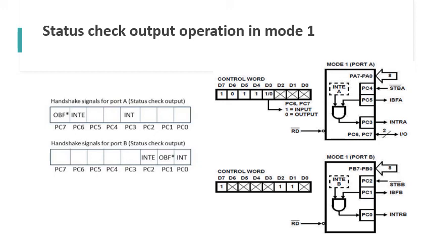But since interrupt is disabled, interrupt always remains low during the status check operation. You can refer to the timing diagram we have discussed for interrupt driven input operation in mode 1 and output operation in mode 1. The only difference is the interrupt signal remains low for status check operation.